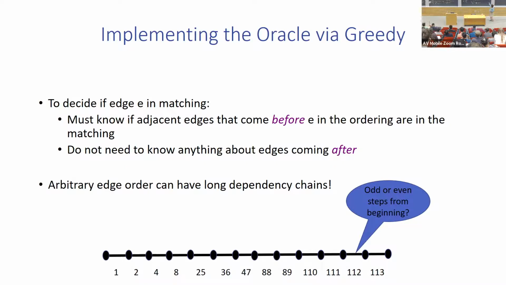So this has long dependency chains because to figure out if 112 is in the matching, even if I knew it was a line, I need to know if I'm an odd or even number of steps from the beginning. So even if you told me everything about the graph except exactly where I am on this line, I still need to go down this whole line and figure out whether I am an odd or even number of steps. So you can see here that it's non-trivial. Even though I have this ranking, I can try to figure out locally whether I've been put in the matching or not, but it's not so simple. I may have to spend linear time to figure it out.